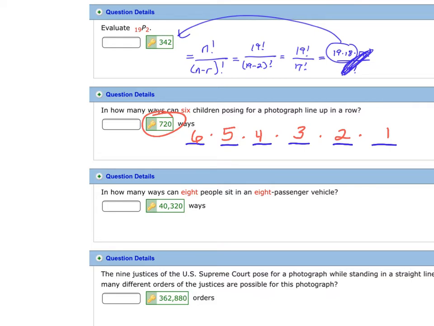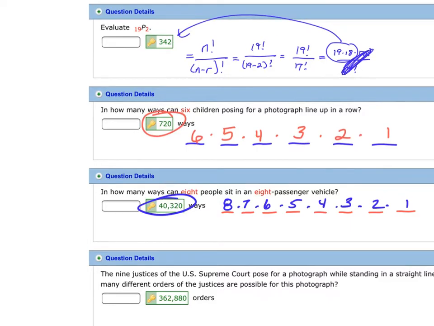Yes. Okay. Same question as the next one. There's 8 people to sit in an 8-passenger vehicle. How many seats are there in this vehicle? 8. So 1, 2, 3, 4, 5, 6, 7, 8. First person gets to pick. They have the choice of how many different seats? 8. Now that person's sitting down. So the next person that goes to choose, how many seats are left? 7. Then what? 6. Then 5. 4. 3. 2. That's where we got the 40,320. So yeah, 8 factorial.